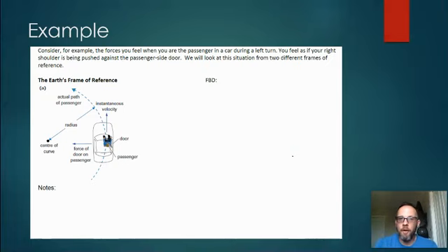So think about if you are the passenger in a car, and the car is doing a left-hand turn. Hopefully most of us have experienced that when the car turns sharply to the left, you feel that you're moving to the right and you're pushed against the side of the car. You feel as if your right shoulder is being pushed against that passenger side door. We're going to look at it from two different frames of reference. For now, from an outside observer, from the Earth's frame of reference.